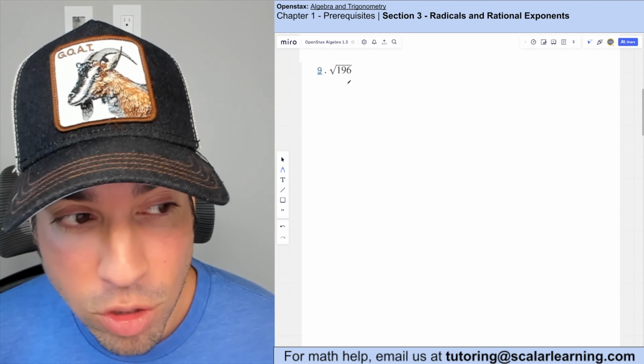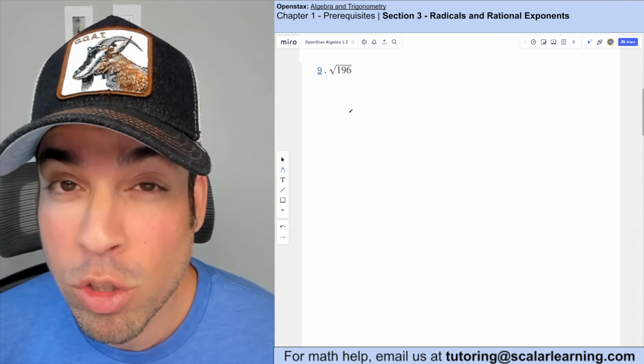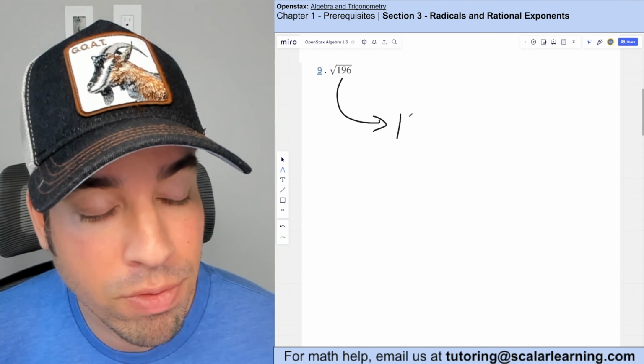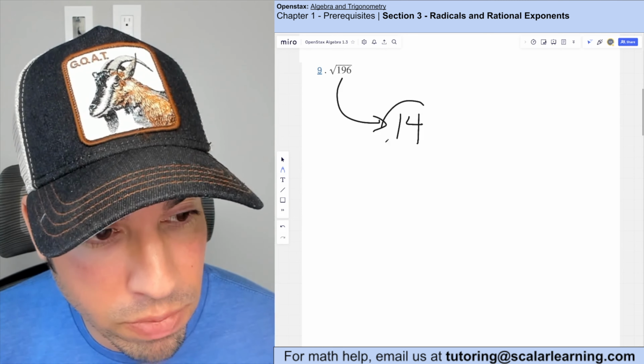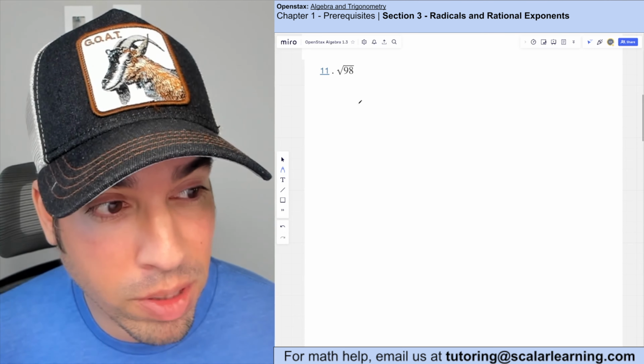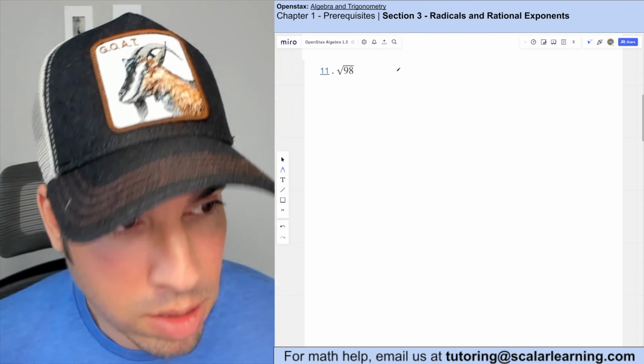Here, again, we're taking the square root of a perfect square. 196 is a perfect square. So what number times itself equals 196? It is 14. So the square root of 196 is 14. Done. Here we're taking the square root of a number that's not a perfect square, but it does have perfect squares within it. So I'm going to show you how to simplify this.